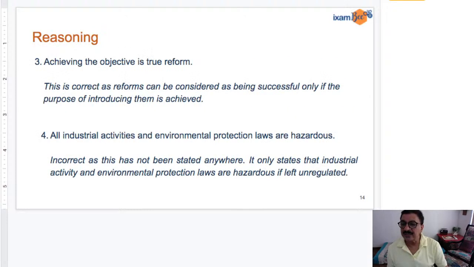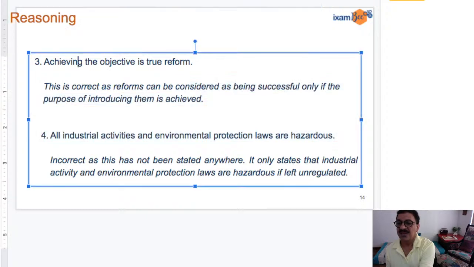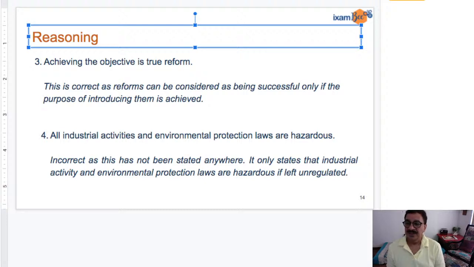He says reform should be only when it has served the desired objective. So back to our option: achieving the objective is a true reform. Yes, this is correct, as reforms can be considered as being successful only if the purpose of introducing them is achieved. So here you have achieving and you have true reform. Now, the fourth one is: all industrial activities and environmental protections are hazardous. Tell me. Of course, you can see the answer here.